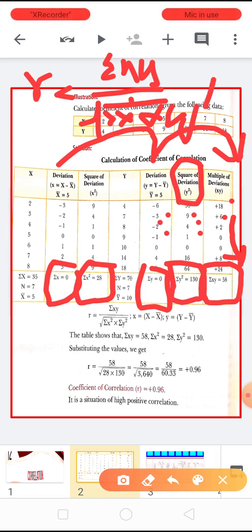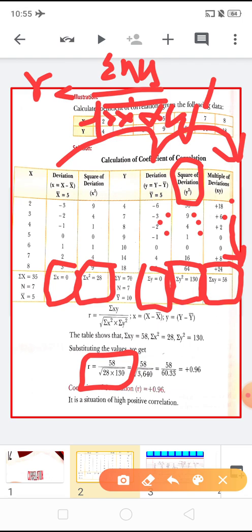Now once we put up all the values, we get r equals 58 upon the square root of sigma x square, which is 28, multiplied by sigma y square, which is 130. So 58 divided by the square root of 28 multiplied by 130, that is 3640, and once we find the square root of 3640, we'll get 60.33, and by dividing 58 by 60.33 we get plus 0.96.